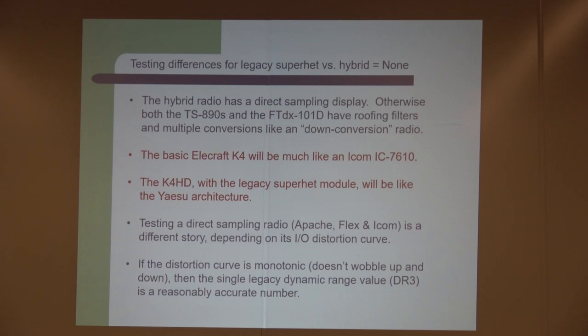Well, the K4 architecture is going to be like the ICOM 7610. It's a direct sampling radio, no roofing filters and all that. But if you buy the K4 HD, which we hope ships one of these days, that's going to have a down conversion, roofing filters and all that. So the Yaesu, the 101D, is going to have the same type of architecture as the K4 HD, and then just the standard K4 will be like the ICOM. So it's interesting that they're offering both. Most of the time we probably don't care, but field day will be a good example of why the HD would have an advantage.